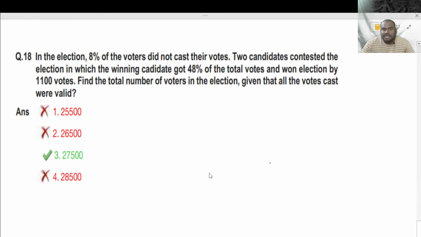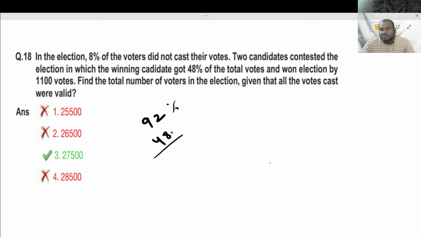So in the election, 8% of the voters did not cast their votes. Two candidates contested the election. So 8% did not cast. How many percent cast? 92%. The two candidates contested the election in which the winning candidate got 48%. The winning candidate got 48%.